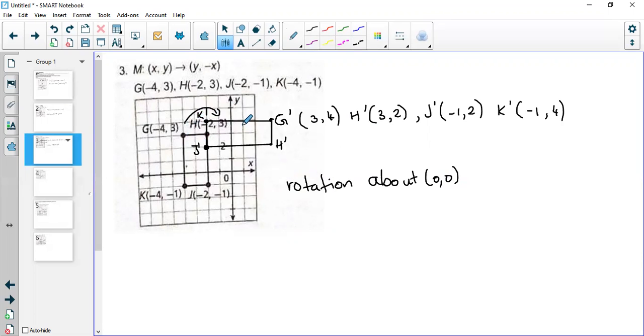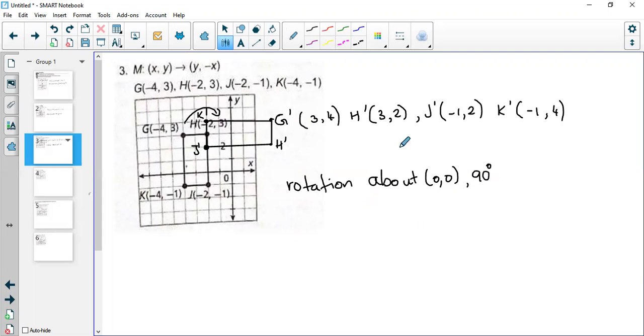It is 90. In the explanation video, I told you that if it was 180, it will leave one quadrant and go to the next one. But here they are together, almost like the next quadrant. So if they are in the next quadrant, it means it's going to be 90 degrees.